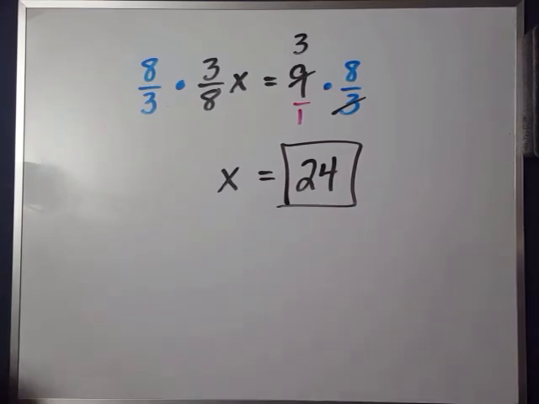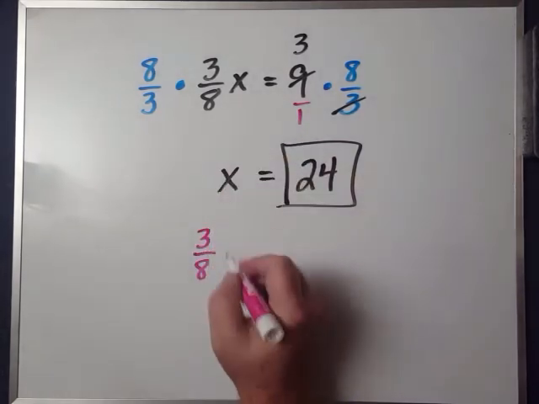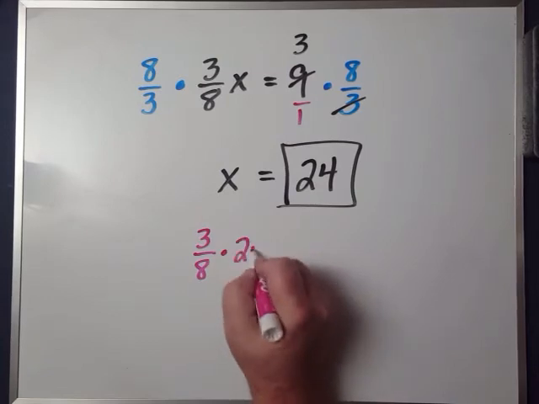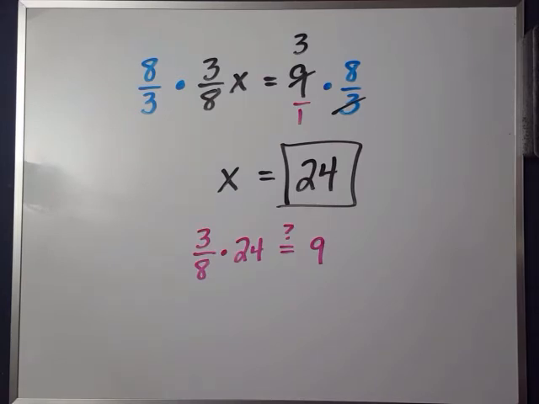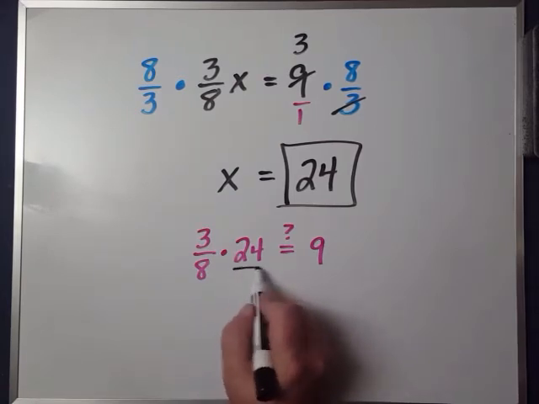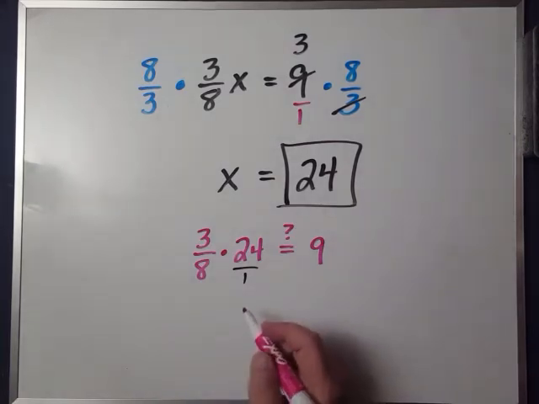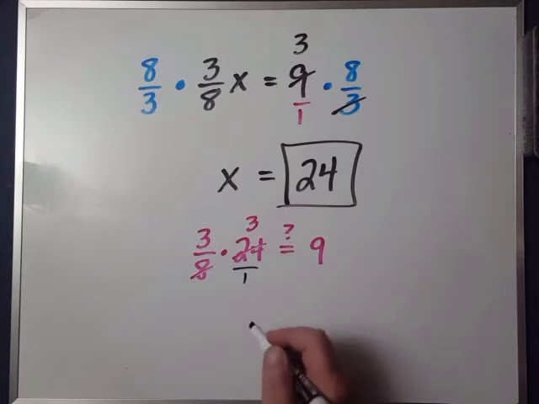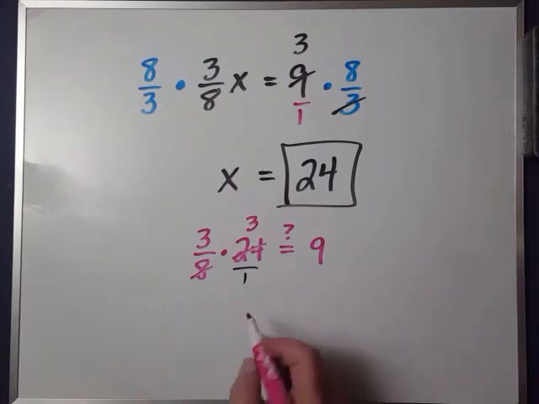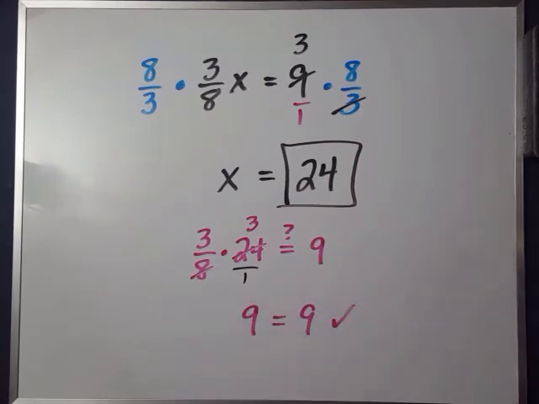You can always plug this back in. Let's go ahead and check this one. Is it true that 3/8 times x, which we now believe is 24, is that equal to 9? Plug 24 back into the original equation. Put the 24 over 1, because you know that 24 belongs to the numerator. We can cross cancel. 8 goes into 24 3 times. And here on the left, 3 times 3 is 9. It would be 9 over 1, but that's simply 9. And so we have a true statement, which means that 24 must indeed be the solution.